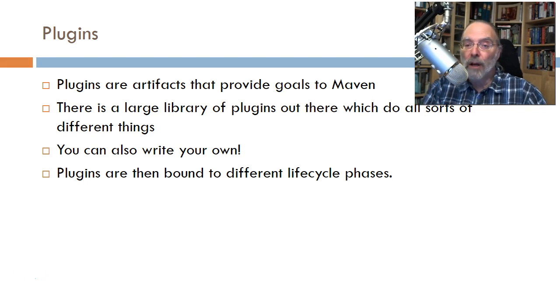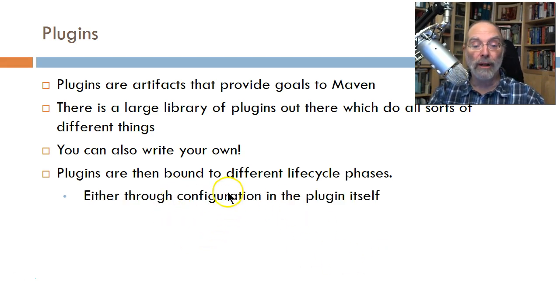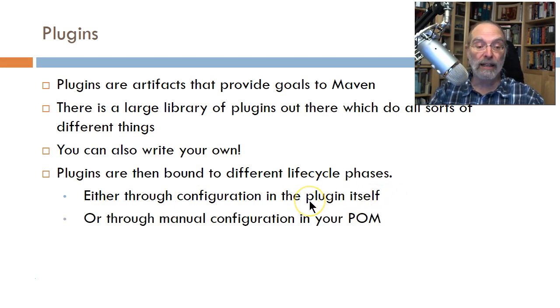Plugins, well, Maven has to know when they're going to run. And so what we do is we bind a plugin to a particular phase in a life cycle. Is it going to happen when we clean, when we compile? For instance, the Surefire plugin happens during the test phase of our life cycle. So we can either indicate that the plugin performs at a certain point within the plugin itself, or we can indicate in our POM when this plugin should be active, when it should perform its task.